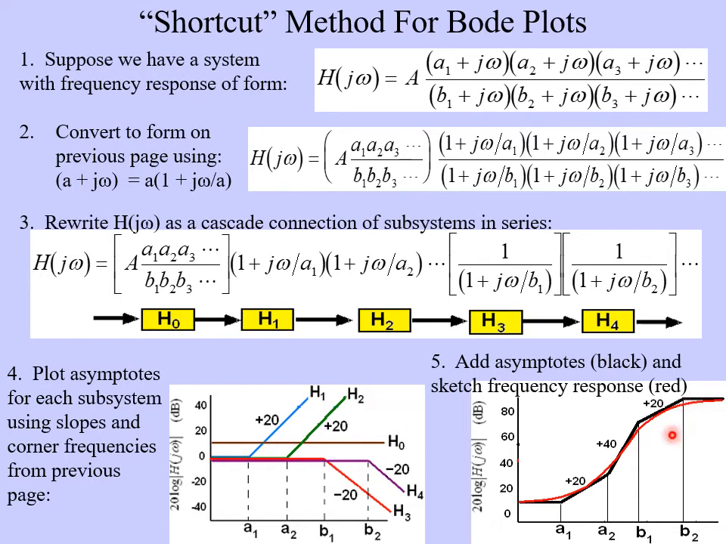The final step then is just to sketch, in red, the smooth line that connects these asymptotes. Remember, at the corners, it's never exactly equal to the asymptotes. It's typically 3 decibels below or above the corner accordingly. So this red line here is our final estimate of what the Bode plot for this very complicated frequency response looks like.